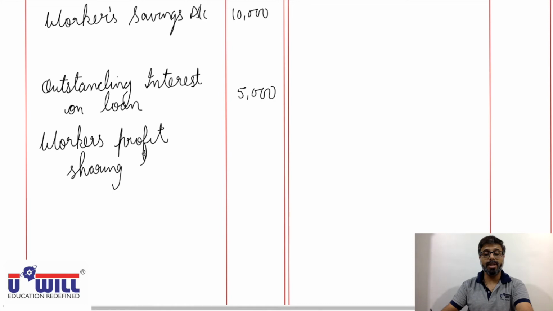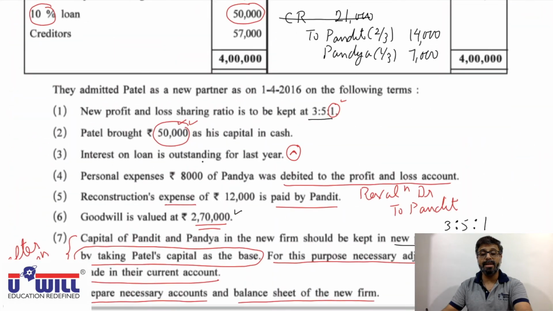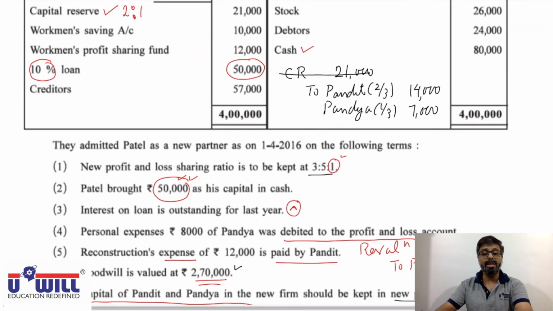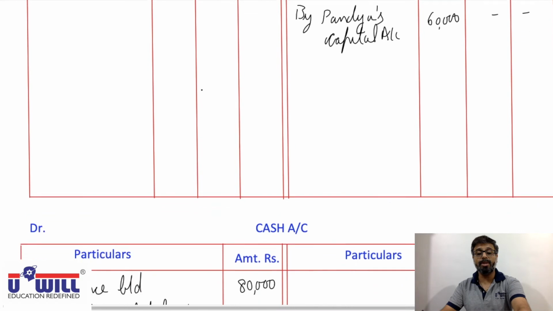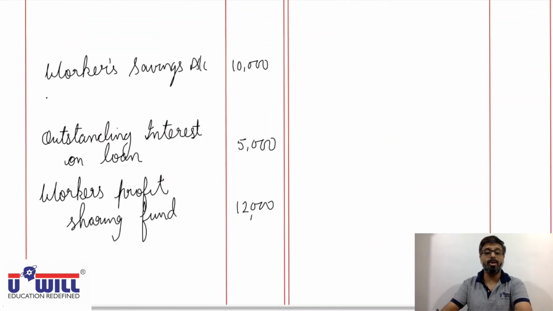Workers profit sharing fund 12,000. Which other liability is unticked? 10% loan 50,000. That is also remaining to be recorded. Only outstanding interest was recorded. Loan is remaining to be recorded. So write down 10% loan 50,000.